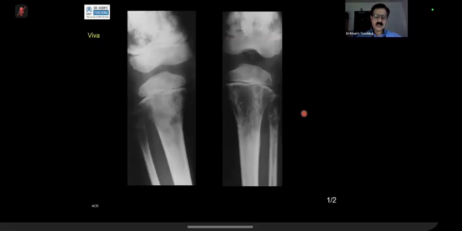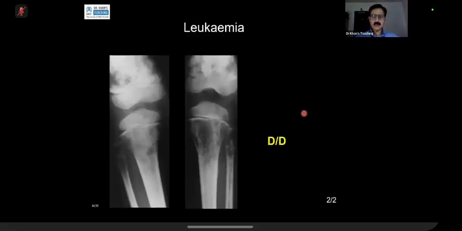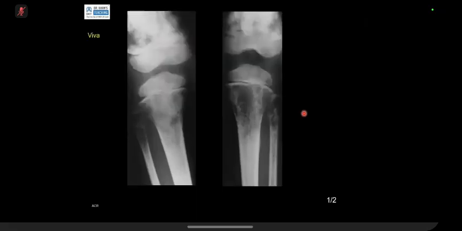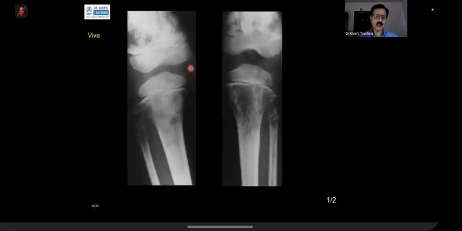Now, this is a case of leukemia. If you see the findings, first of all, look at the metaphysis. This metaphysis is abnormal, this is abnormal. So there is a metaphyseal abnormality. Then see the pattern of the abnormality. It's a very moth-eaten type of appearance. It is a very aggressive looking appearance.